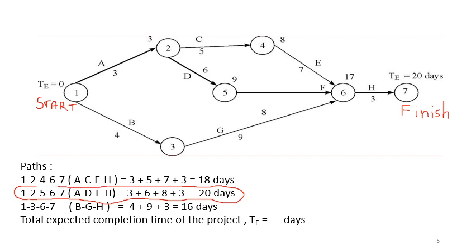So there is a common confusion sometimes. How can the maximum path be the minimum time required to complete the project? Yes, so the maximum path amongst all the three paths from start to finish will indeed be the minimum time required to complete the project. Why? Because if you consider any other paths, all the activities will not be completed.